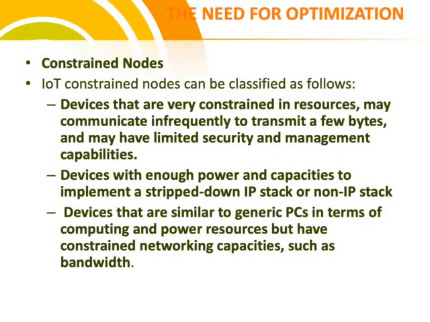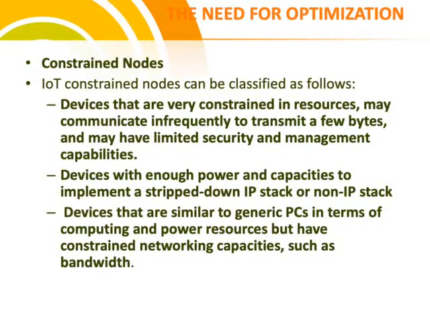Sometimes it is lesser data, then a sudden rise in the size of the data, and it will have very limited security and management capabilities. Limited security with respect to that particular terminology. So anybody can access that particular data, and management. So you can't transfer one data metric into another, and so on. Then the need of optimization is a device with enough power and capacity to implement a stripped down IP stack or non-IP stack.